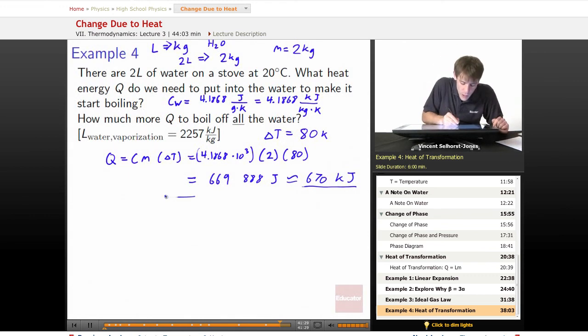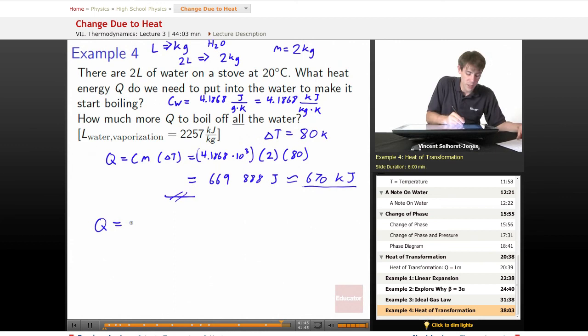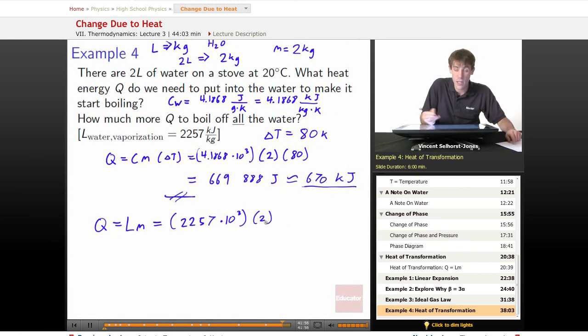From there, we now have to use the heat of transformation. The heat of transformation to get from liquid into gas, the heat of vaporization for water, is 2,257 kilojoules per kilogram. So that's how much it is; the heat of transformation is equal to L, our coefficient of transformation, times the mass we're dealing with. So L is 2,257 kilojoules, so kilo times 10 to the third, times 2 kilograms. We get 4,514,000 joules, which is the same thing as 4.514 megajoules of energy.